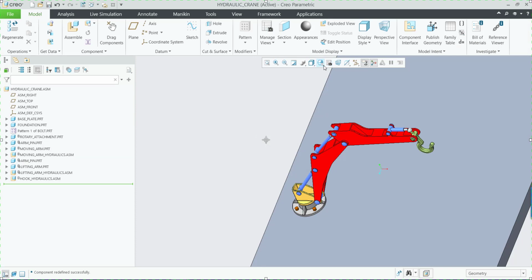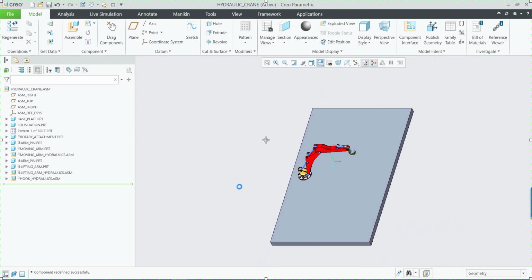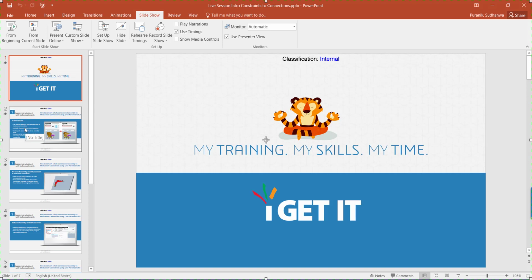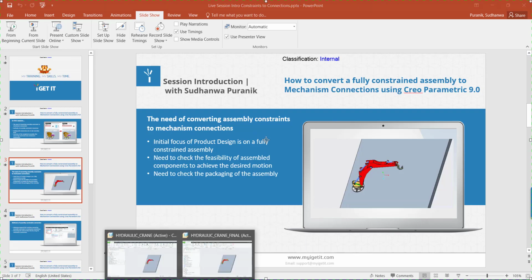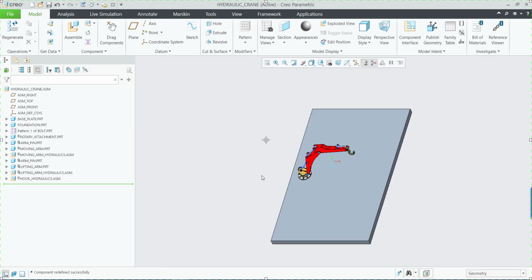So this was the main topic which we should look into. So here I have covered most of the things till now. Like first I have explained what is the need of converting assembly constraints to mechanism connections. Everyone must have understood that because we had the initially fully constrained assembly, and ideally this assembly, it's a crane, so it has to move.